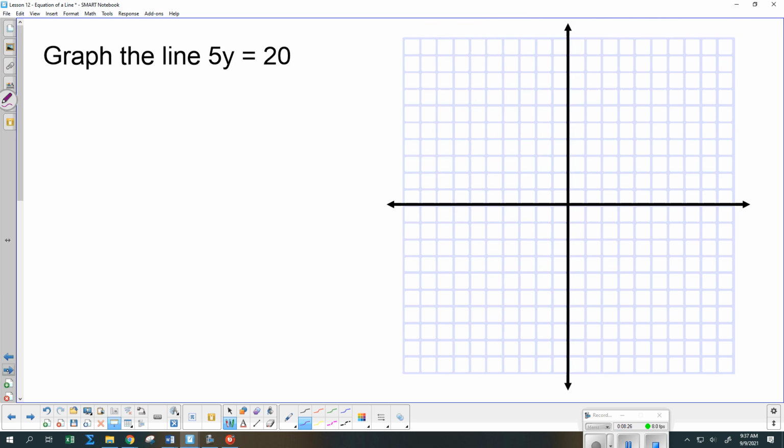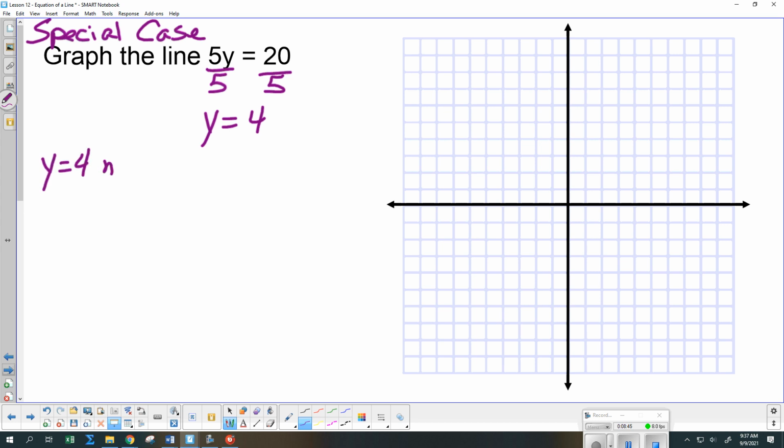Okay, this one's a little bit of a special case. 5y equals 20. Divide both sides by 5, and I have y equals 4. And that's all I have. That says y is 4 no matter what x is.